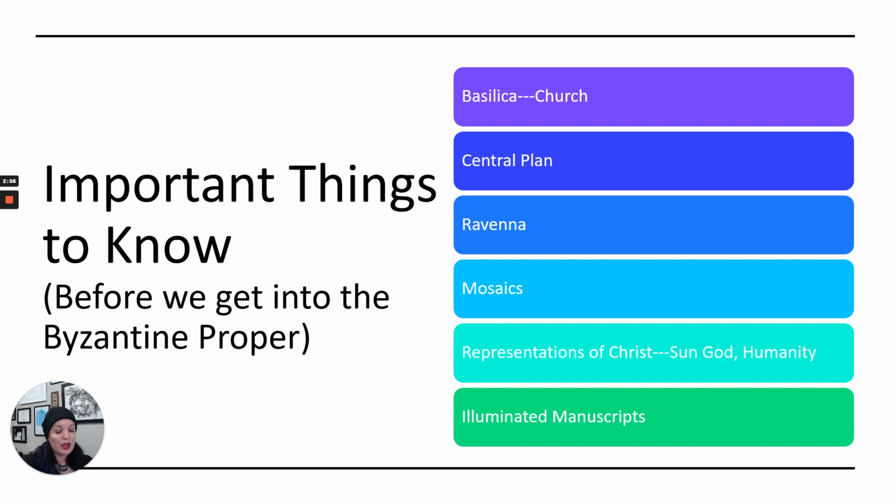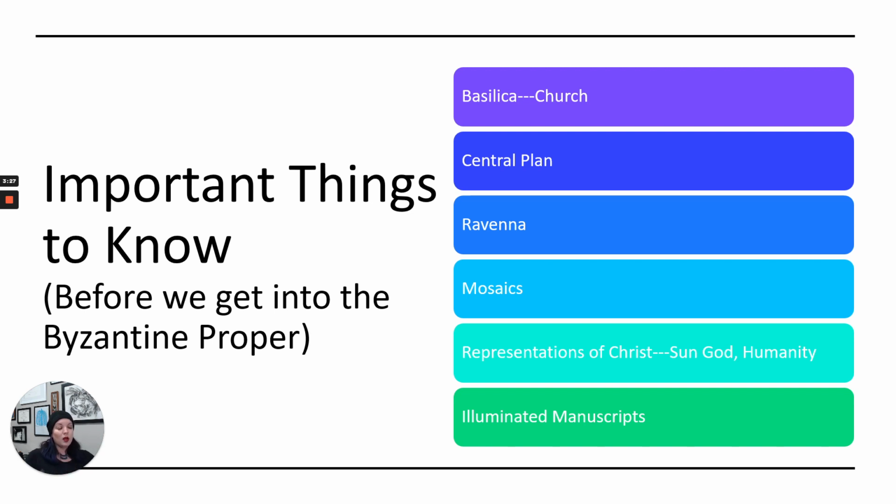Ravenna is the capital in the west of what's left of the Roman Empire, so we'll look at some things specific to Ravenna. Mosaics. We saw mosaics in ancient Greece. We also saw mosaics in Rome, particularly those preserved at Herculaneum and Pompeii. So mosaics, we're going to see, become very important in the Byzantine in terms of the two-dimensional art that is represented.